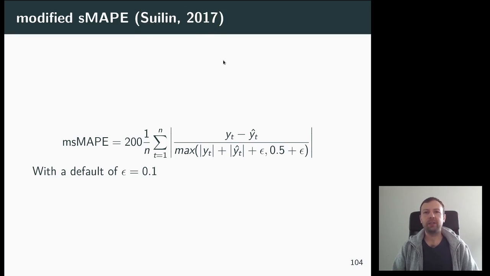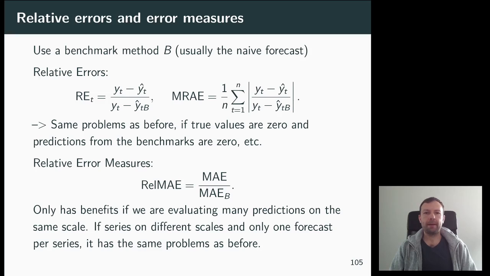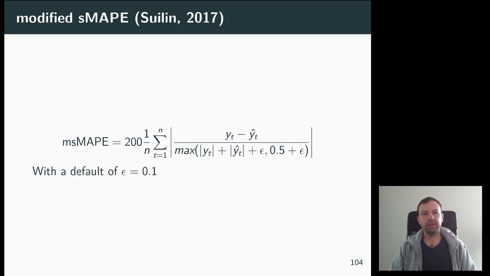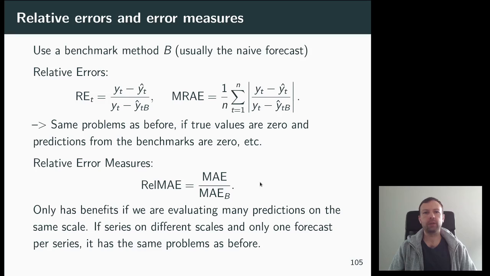Suilin, in 2017 in his winning solution for a Kaggle competition, actually modified the sMAPE in a way that he basically said, well, if this value down here in the denominator is too small, I just replace it by a value that is a bit bigger. So that's a version of the sMAPE that we often use nowadays. And the sMAPE is still very, very commonly used. It was one of the measures used in the M4, in the M3. So it's pretty much the standard error measure to be used.